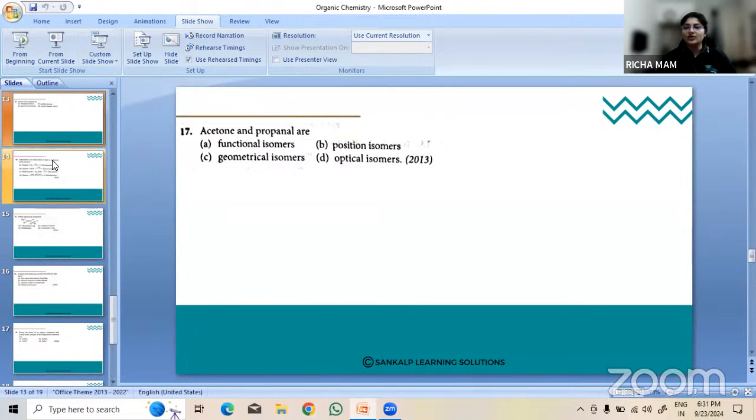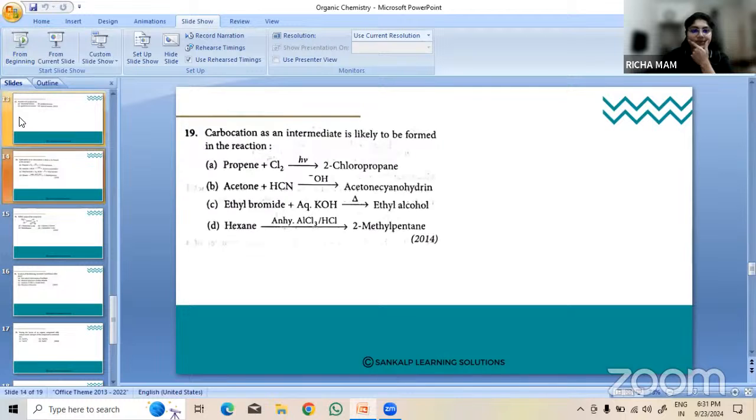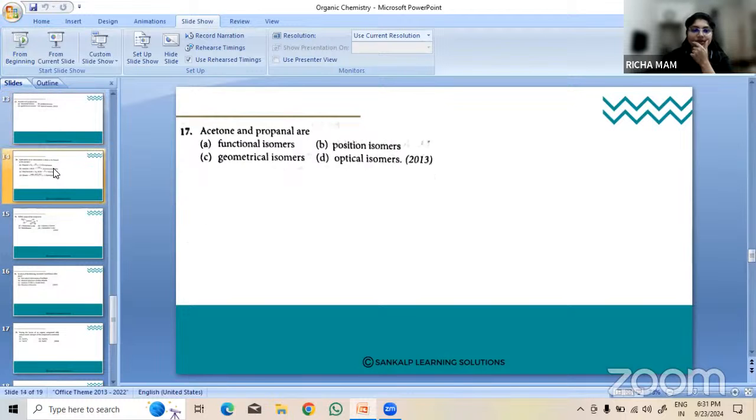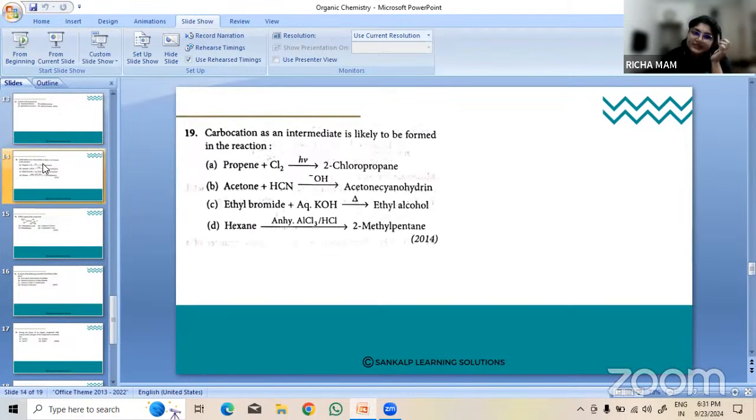So in this chapter, we are discussing the basics and the principles which are involved in organic chemistry, right? Everything basic has been told here. Okay, so let us start with today's questions. We have to start from this.